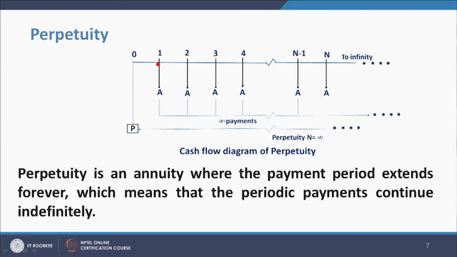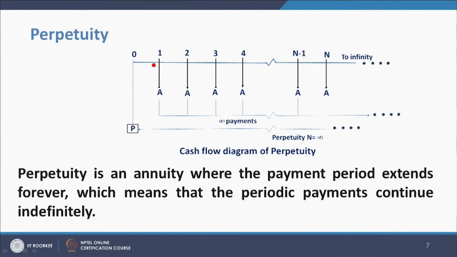Now, perpetuity. Perpetuity is an annuity where the payment period extends forever, which means that the periodic payments continue indefinitely. Here we see that at the end of the first period the payment starts and it continues every year or every time term up to infinity. Now, let us see the derivation of the annuity for annual compounding.